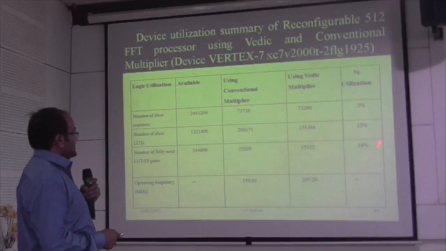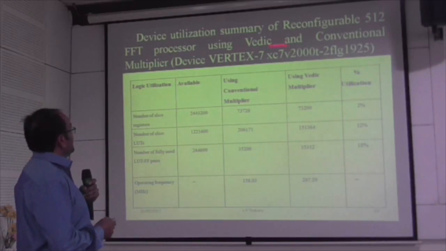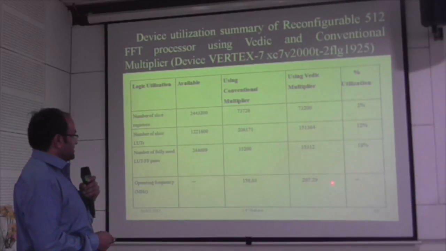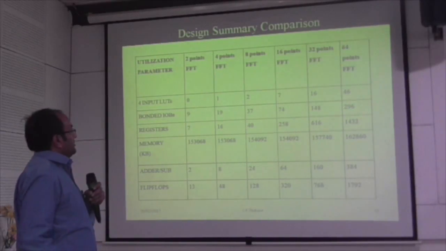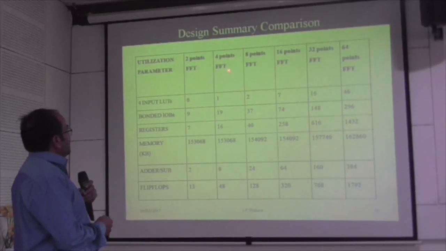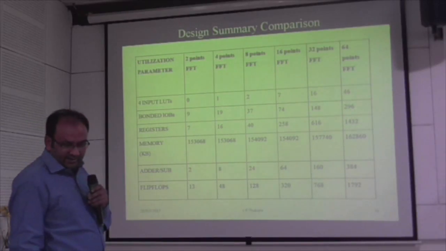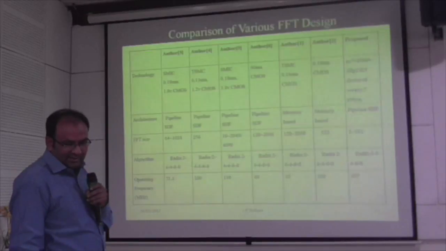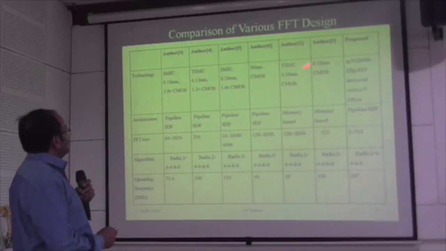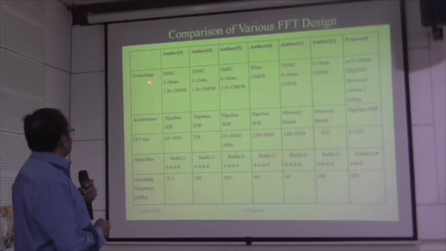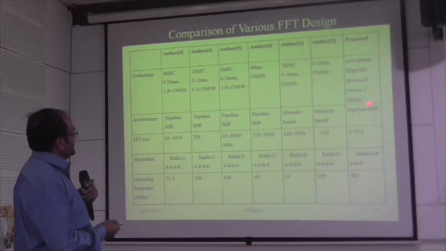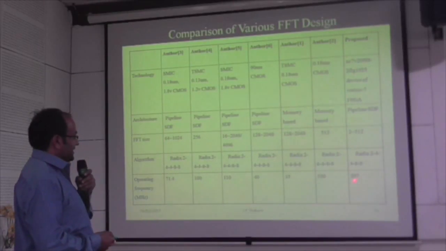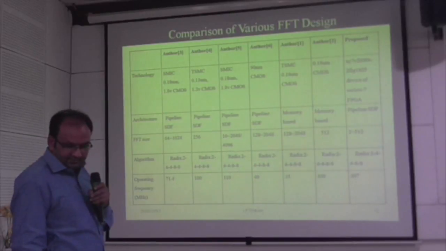This is the utilization comparison for the 512-point FFT. Utilization is less and the frequency is high. I have designed for various points, shown in graphical form. Then I compared various FFTs again with the authors, looking at the techniques they use and what I use. So the frequency is 20 megahertz.